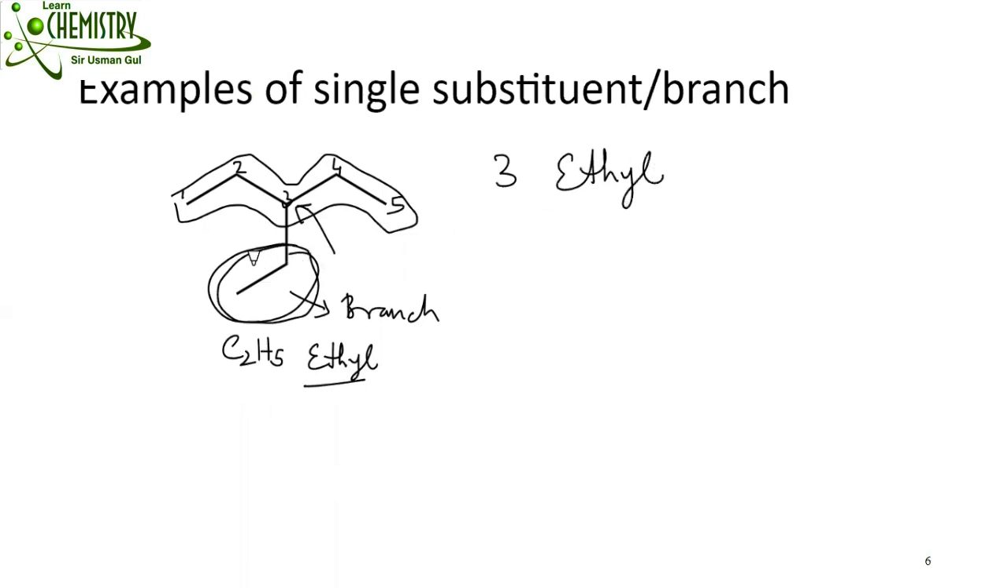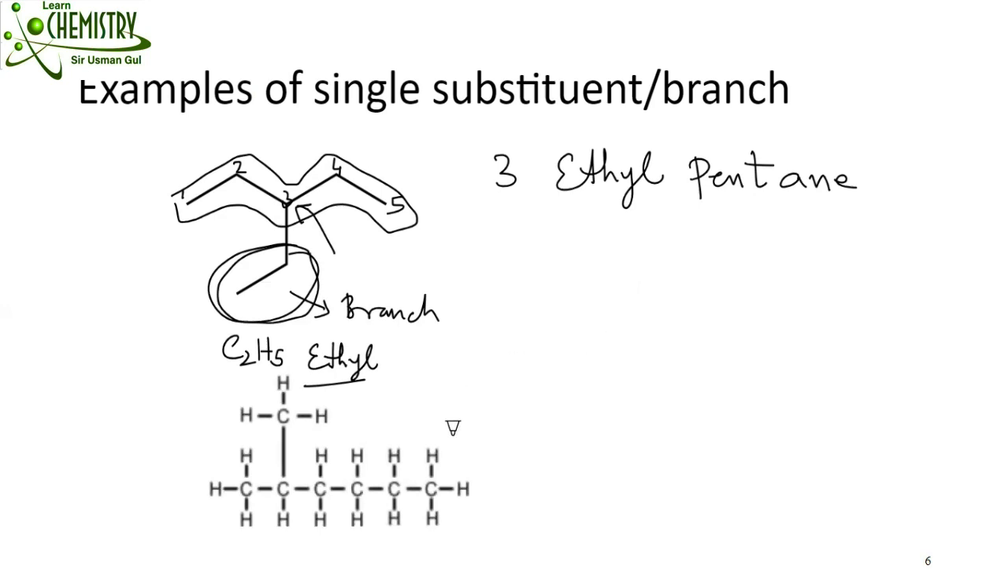After that I will write the parent name. How many carbons are in the longest chain? There are 5. So for 5 I will write pent, and the suffix, as it is an example of alkane, will be ane. So the complete name will be 3-ethylpentane.